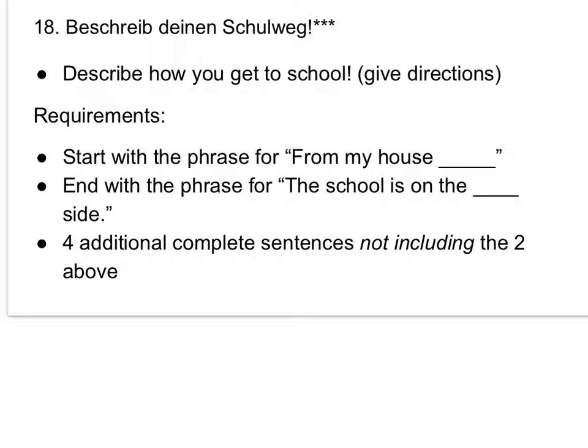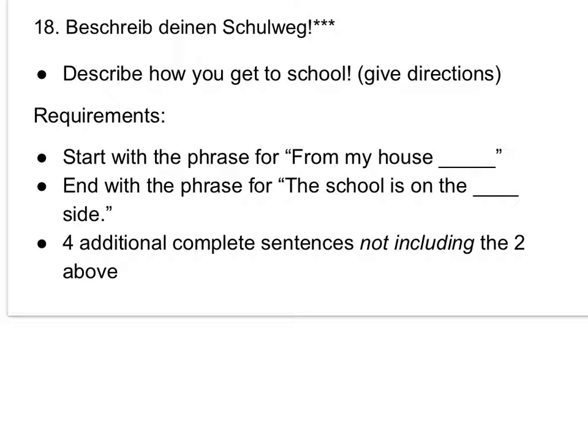So the first phrase is going to be the one that says, from my house. And I'll give you that phrase in just a minute. So you'll say something like, from my house, go down whatever street. Or turn right onto blah, blah, blah street. Something like that. And at the end, you're going to say the school is on the left or right side, depending on which direction you come down the hills. So in the middle, you might have some other things.